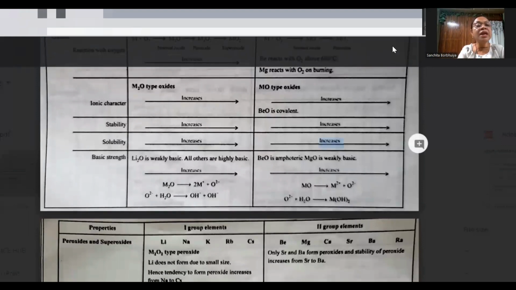Oxides. The type of oxides: as you go down M2O type of oxide, the stability increases, the solubility in water increases. So I've listed it down together. The group 2, the MO type of oxides, the ionic character increases, only beryllium oxide is covalent. Okay, remember beryllium oxide is covalent. The stability of the oxide increases down the group. The solubility also increases down the group.